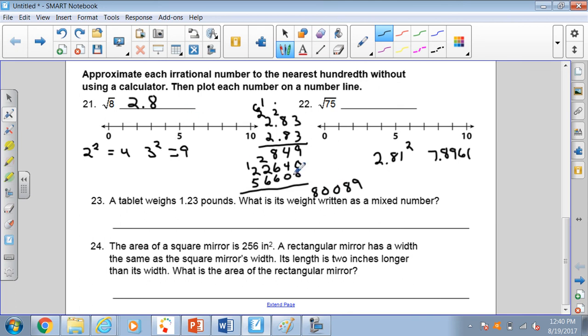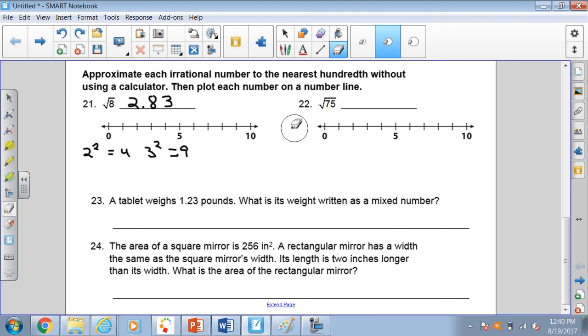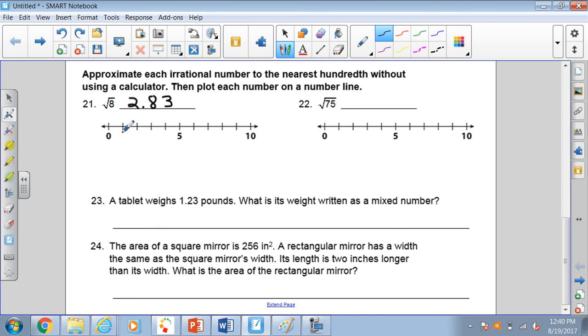Just barely. And so I'm going to go ahead and say that is probably as close as we're going to get. I'm going to go with 2.83 as my approximate answer. And if I go to my number line now that I found my answer, I can erase all this. Okay, I can say that this is 1, this is 2, and it's going to be farther than the middle because this is 3. Probably about right here is 2.83. All right, and I'm going to leave you on number 22 to do on your own.